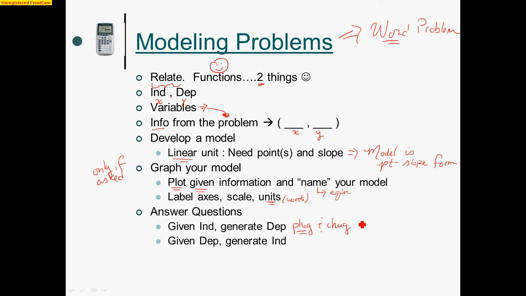However, if I'm giving you a dependent and you generate an independent, this requires algebra to solve for x. It's an algebra test. You're going to get points for algebra.